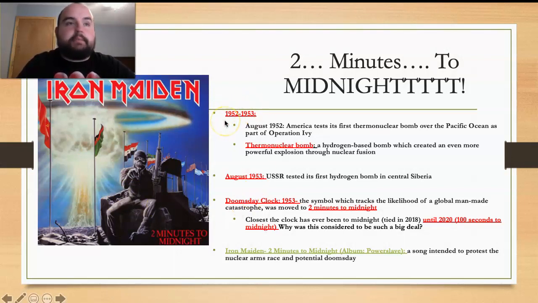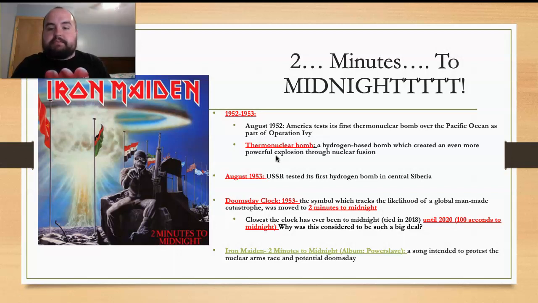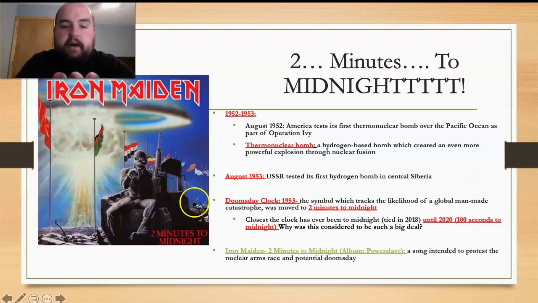This is based on a particular period of the nuclear arms race, which occurred between 1952 and 1953. In August of 1952, America tested their first thermonuclear bomb over the Pacific Ocean as part of Operation Ivy. A thermonuclear bomb, just to give you an idea, is a hydrogen-based bomb, which created an even more powerful explosion through nuclear fusion than the atomic bombs in Japan were capable of. By August of 1953, about a year later, the USSR had tested their first hydrogen bomb in central Siberia. This, of course, demonstrates that both countries now have access to even more powerful nuclear weapons than they had before.